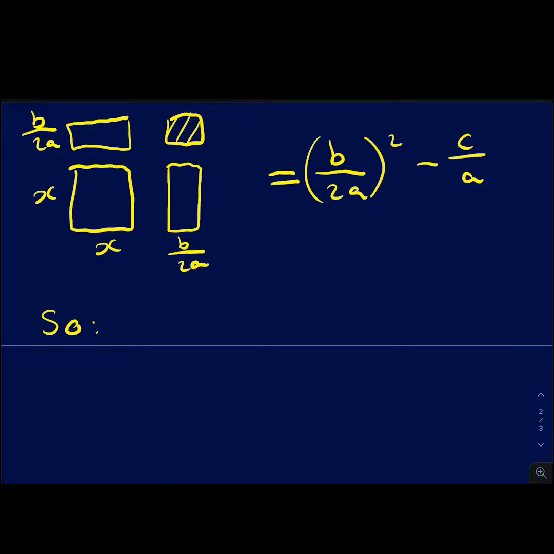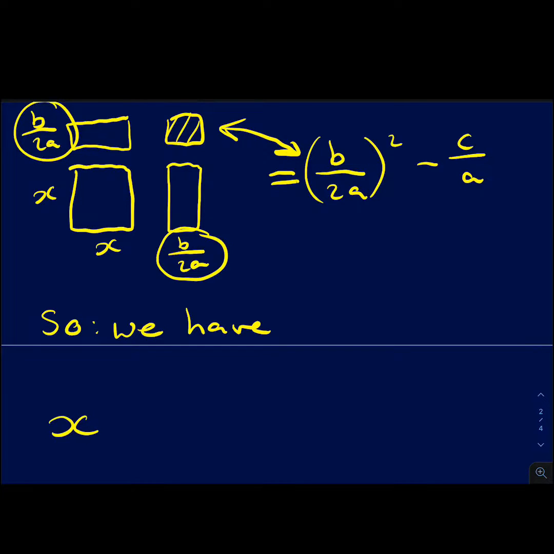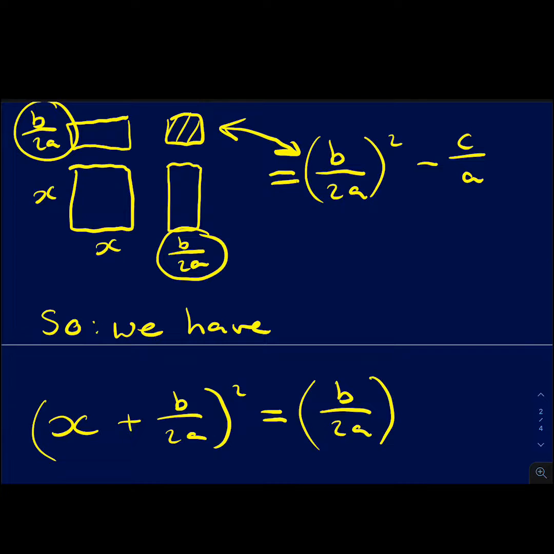So now, if we put it in an algebraic form, we can say, well, we've got the bigger square, x plus b over 2a squared, and that's equal to what we have on the right hand side. So we have x plus b over 2a squared is equal to b over 2a squared minus c over a, as we have for the right hand side above.